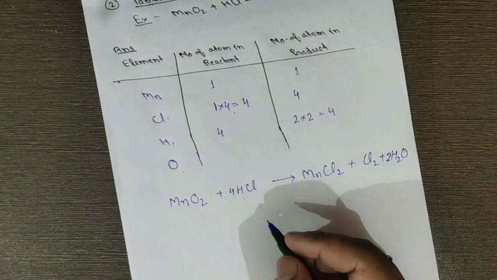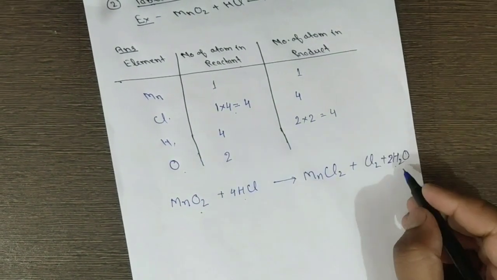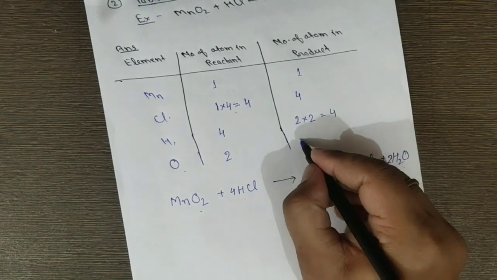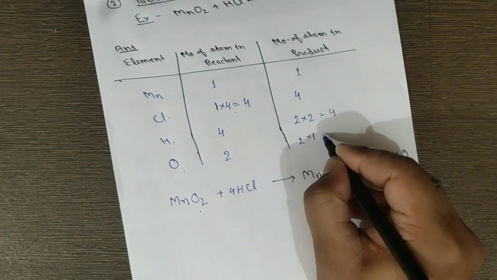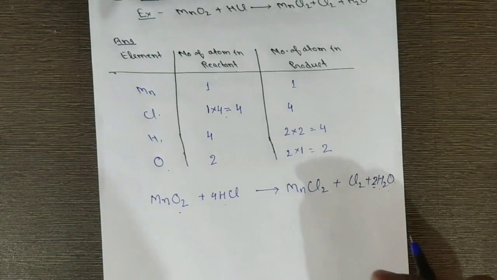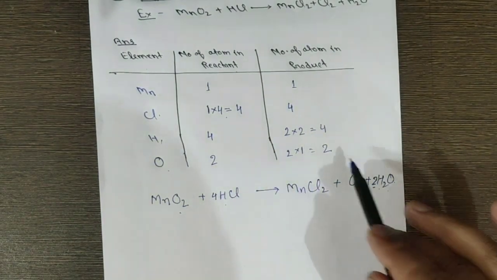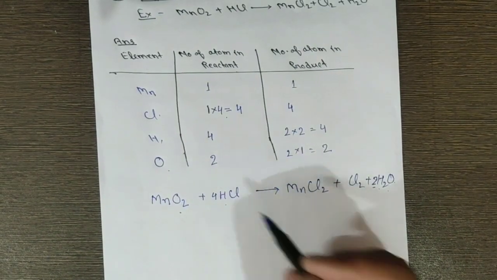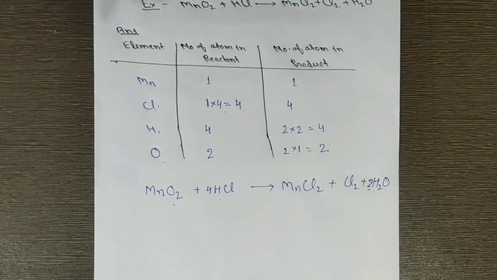Then we check the oxygen. In the reactant oxygen is 2, and in the product oxygen is 2, the stoichiometric coefficient 2 times 1 oxygen atom in H2O equal to 2. Then we get 2 oxygen in the reactant and 2 oxygen in the product. Then we have the balanced chemical equation MnO2 plus 4HCl equal to MnCl2 plus Cl2 plus 2H2O.